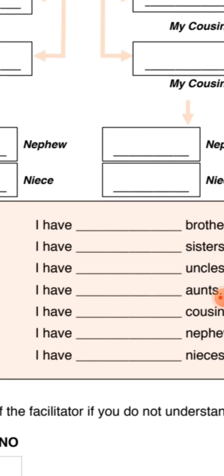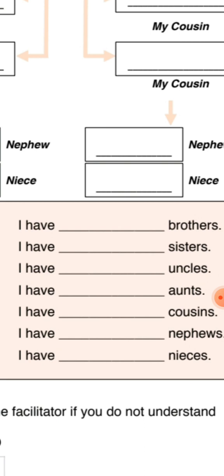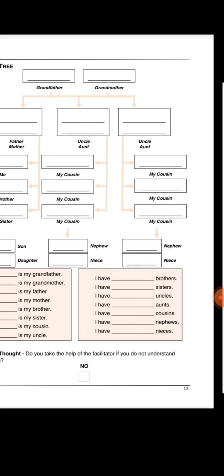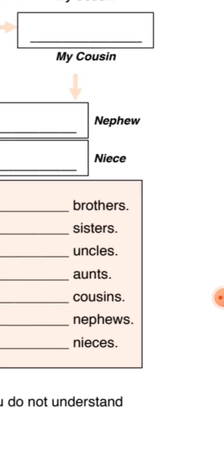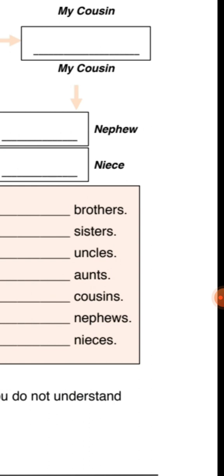If you have one brother, you write I have one brother. If you have two sisters, you write I have two sisters. If you have two uncles, you should write two uncles. If you have two aunts, you should write I have two aunts. If you have two cousins, you should write I have two cousins. If you have one nephew, write I have one nephew. If you have one niece, write I have one niece. And if you have more than one of them, don't forget to add the s. Don't forget to make the singular plural.